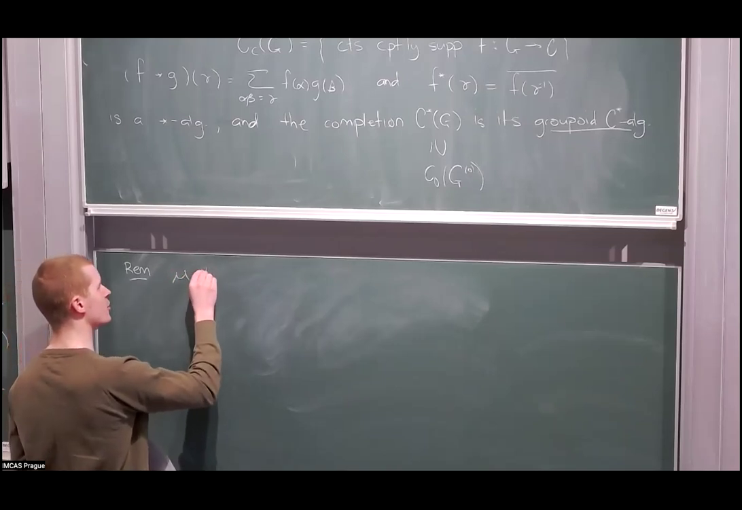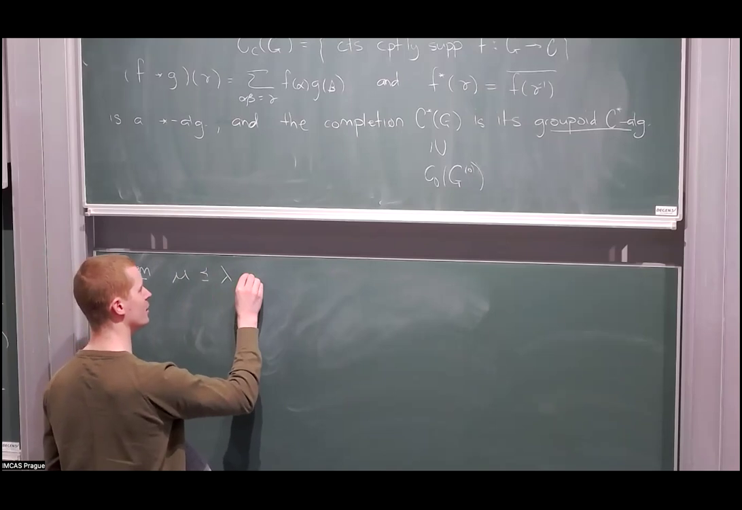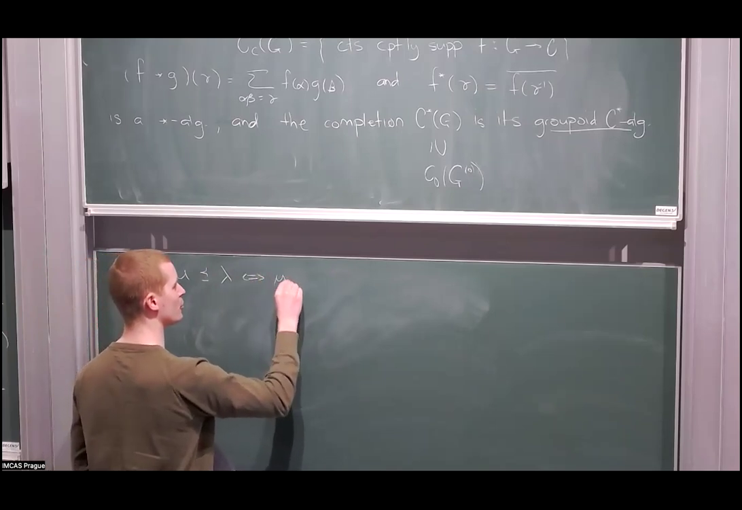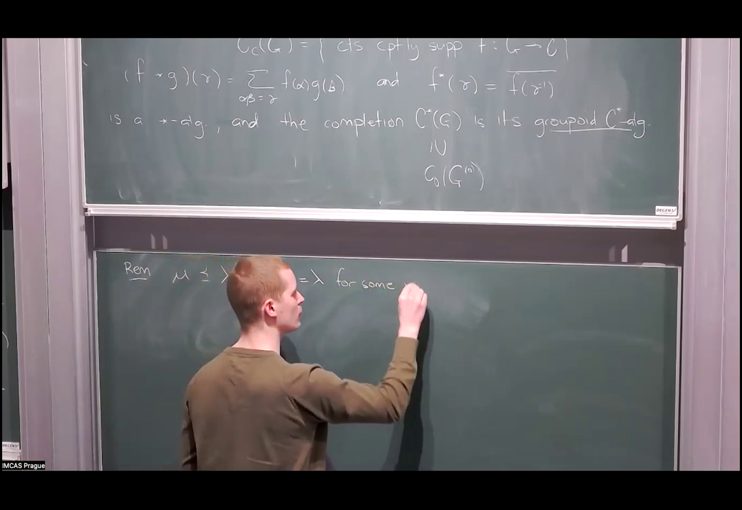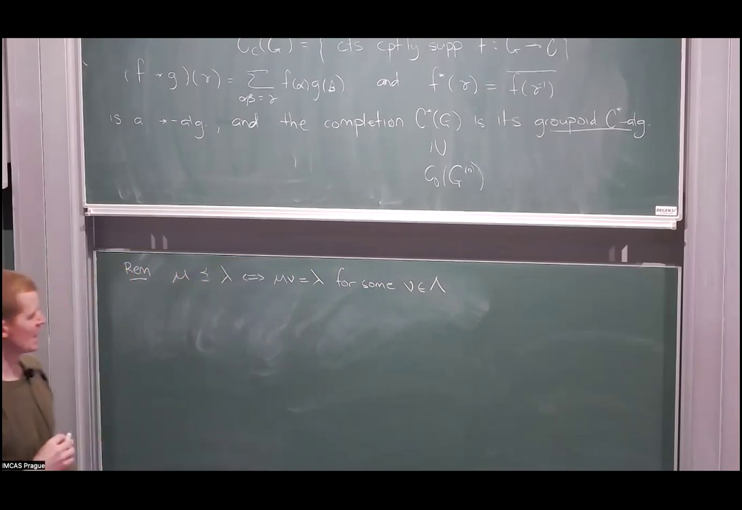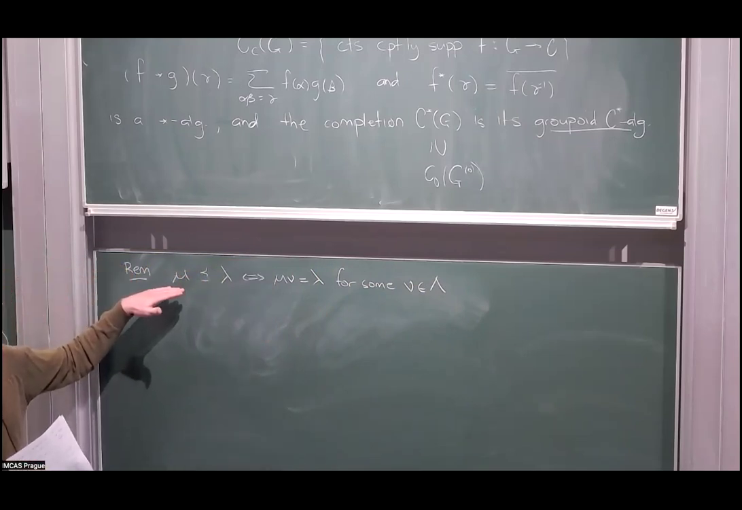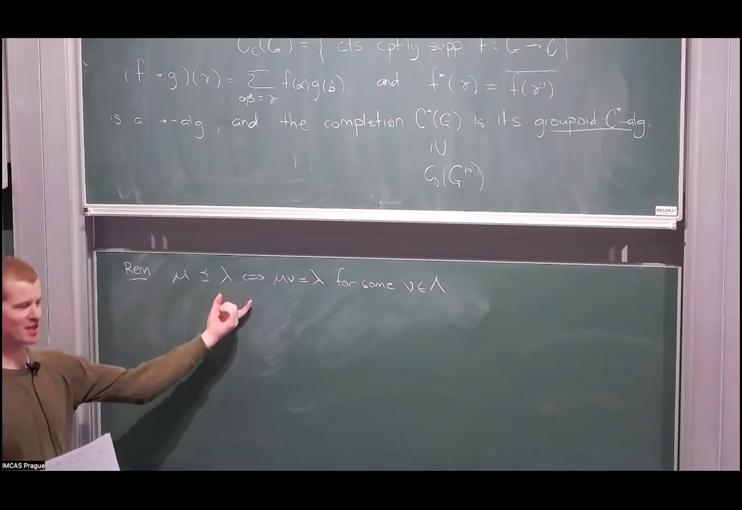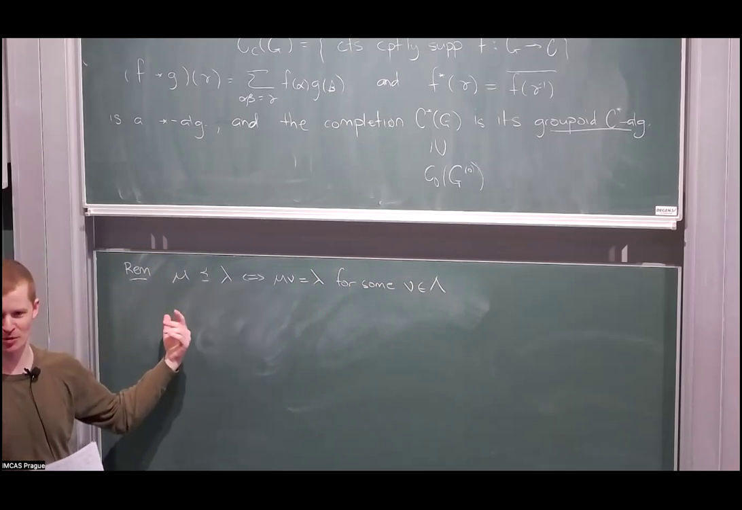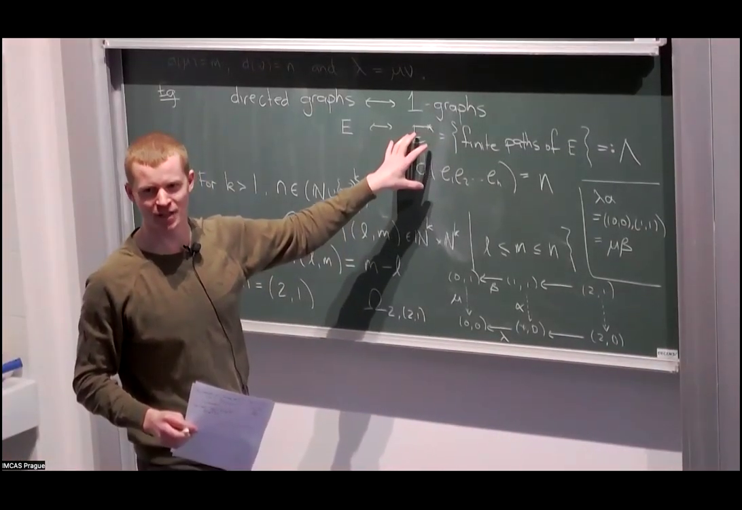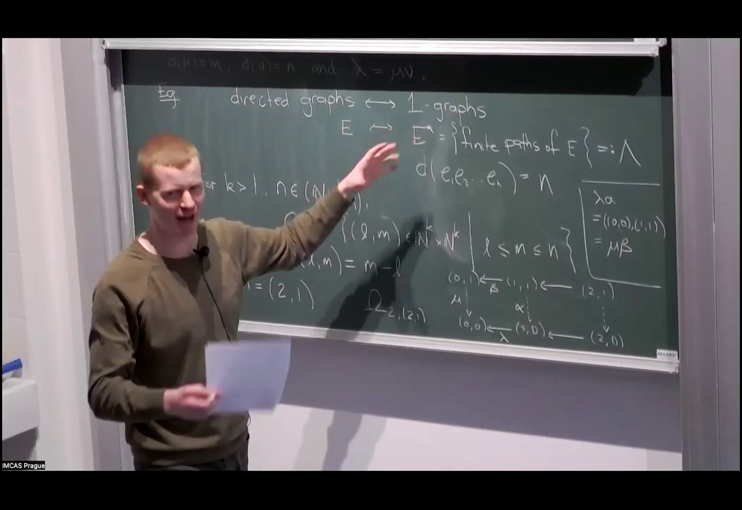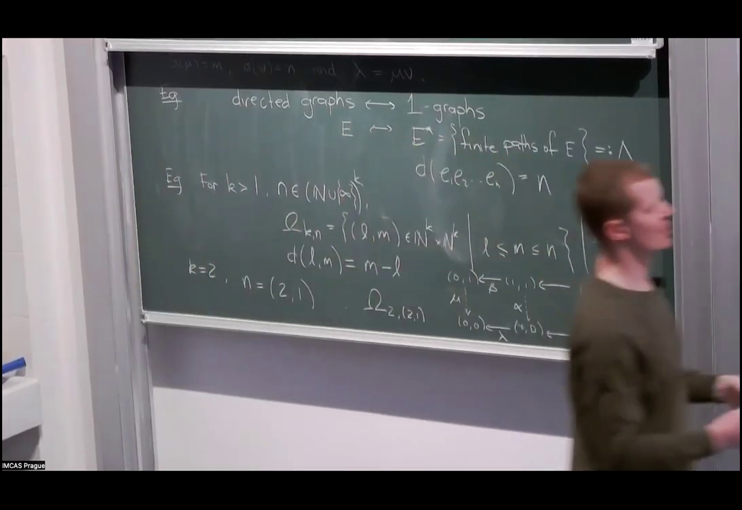I'll write mu is less than lambda if and only if mu equals lambda for some nu in lambda. This is a partial order where we think of mu as being an initial segment of lambda, lambda being an extension of mu. Because remember from the directed graphs example, these categories lambda are like finite paths in a directed graph, not just the atomic paths themselves. They're sort of all finite paths. So this is a partial order.